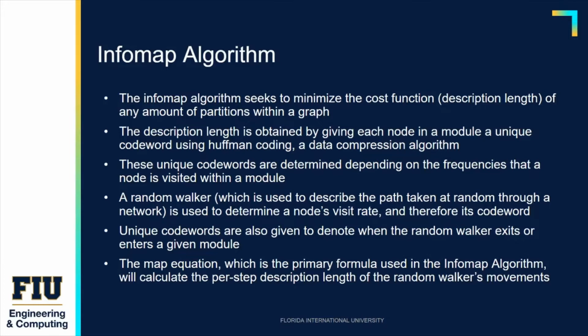The map equation is primarily the formula used in the InfoMap, as explained before. This is what's going to calculate the per step description length of the random walker's movements. It's essentially going to say which is the smallest per step description length of the random walker's movements out of any of the given partitions, and return the smallest one. It will say this amount of partitionings will give you the most optimal path or condensation of the Huffman coding, or the code words for the nodes, depending on the partition. We'll explain the map equation a bit more in detail later on in the video as well.